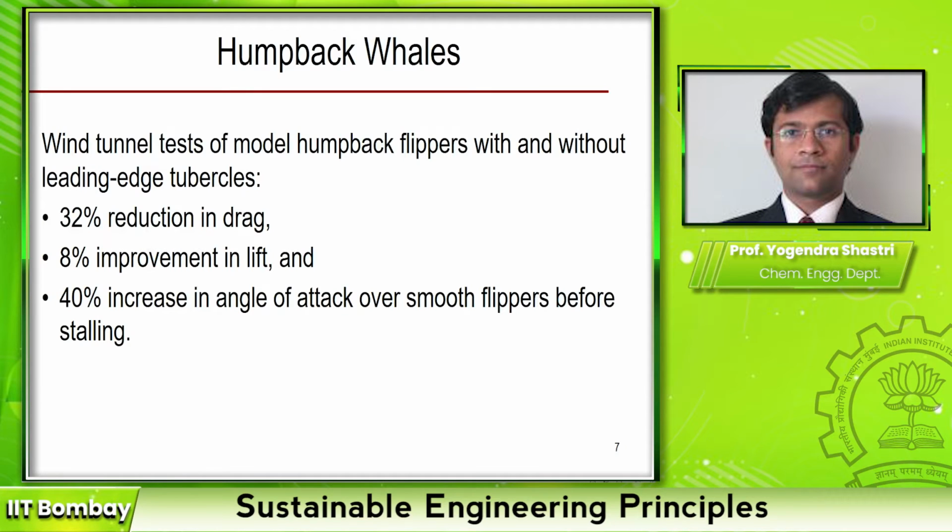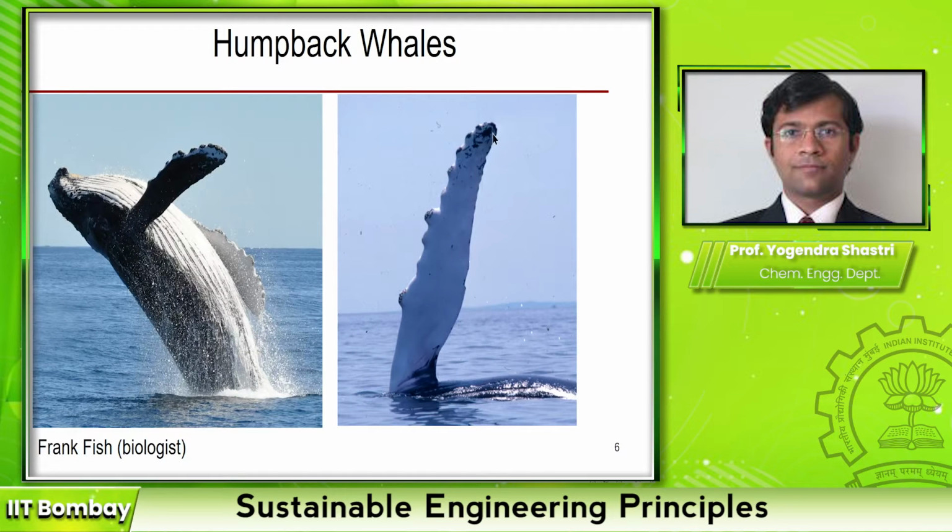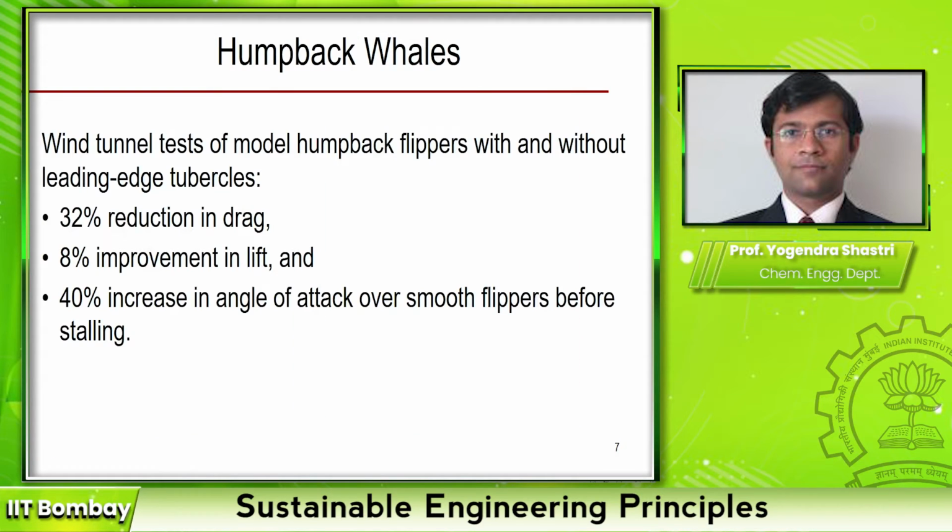And eventually the detailed analysis of this particular hypothesis was done, and wind tunnel tests were performed on model humpback flippers with and without these leading edge tubercles. So what if you have a smooth leading edge, and what if you have these bumps or tubercles on this leading edge? In both cases the wind tunnel experiments were done, and what was found is that if you have these tubercles, it leads to 32% reduction in drag, 8% improvement in lift, and 40% increase in angle of attack.